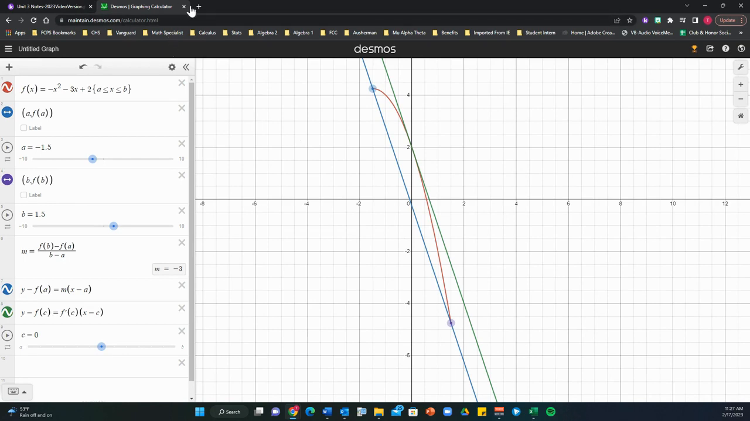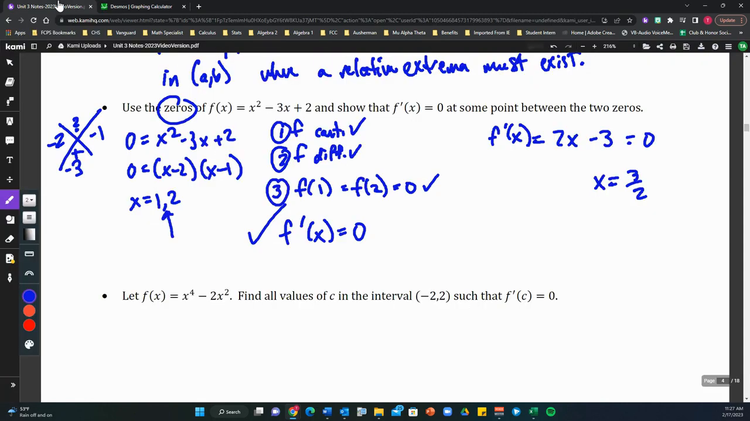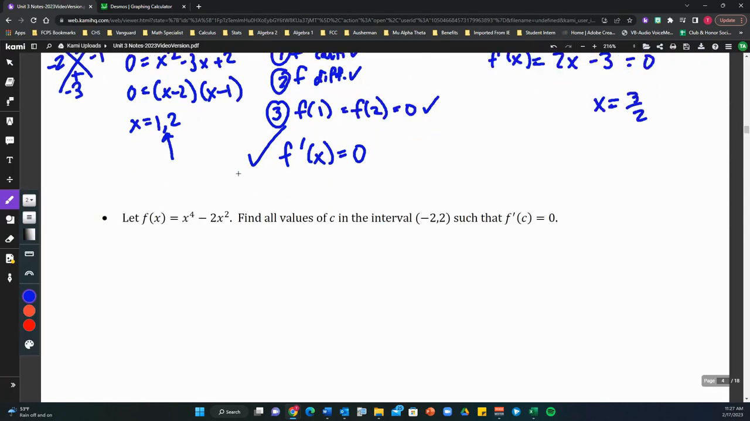Sometimes it's the slope of whatever the secant line is. Other times when we use Rolle's, we want that slope to be equal to 0, and that's a powerful thing for us to identify that has to be out there. So it helps us know when we can actually look for it.